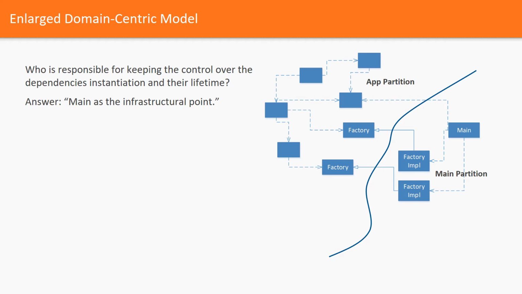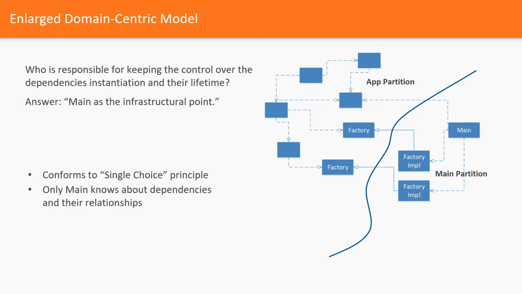Developers often refer to main not as a physical entry point, but as an infrastructural point where all the relationships between dependencies should be set up. The idea of setting up all the dependencies in a single place in main actually conforms to the single choice principle that was discussed in the OCP section. Main is the single place which knows everything about dependencies and their relationships.